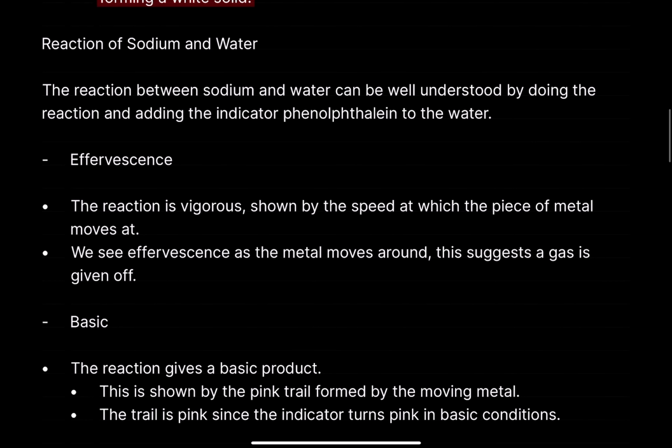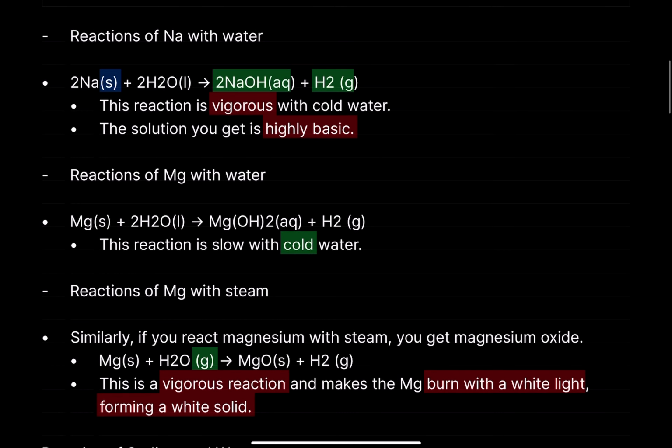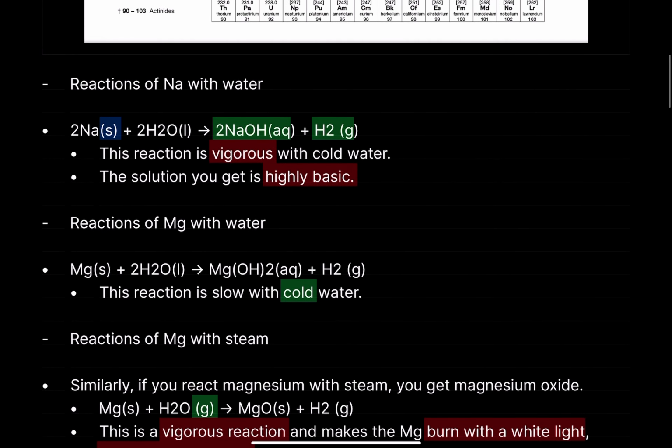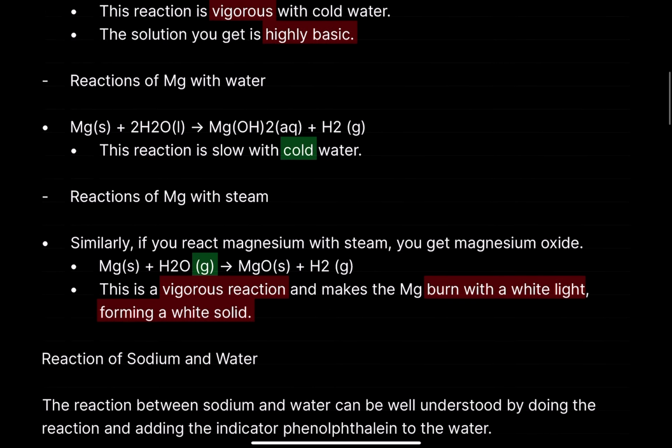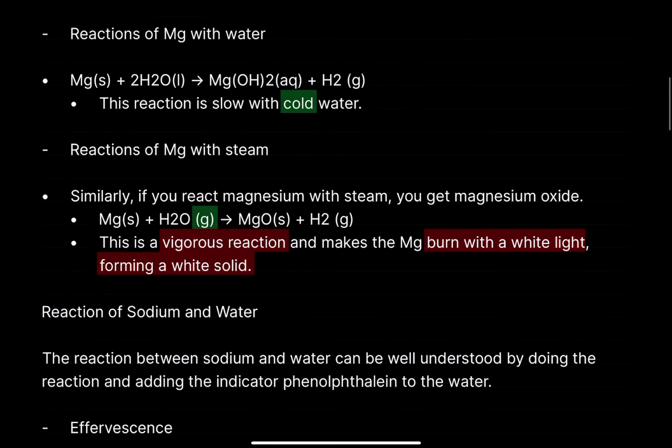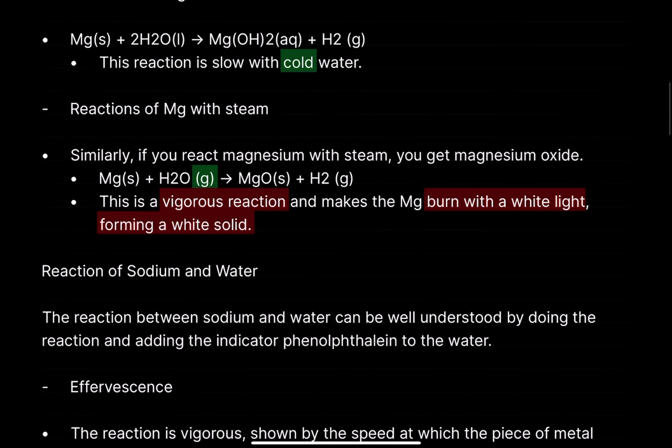Now the reaction with sodium and water. The reaction between sodium and water can be well understood by doing the reaction and adding the indicator phenolphthalein to the water. Remember we said that this reaction is highly basic because it forms sodium hydroxide, so you can observe it directly, but there are other ways to observe this reaction and to see that it's gone to completion, and that's just by showing that we know it's basic. So if we get phenolphthalein, it will go from colorless to pink or violet. That is the way they like to describe it.